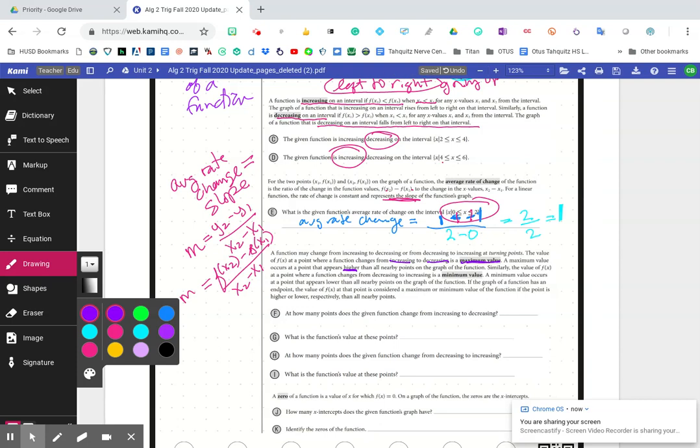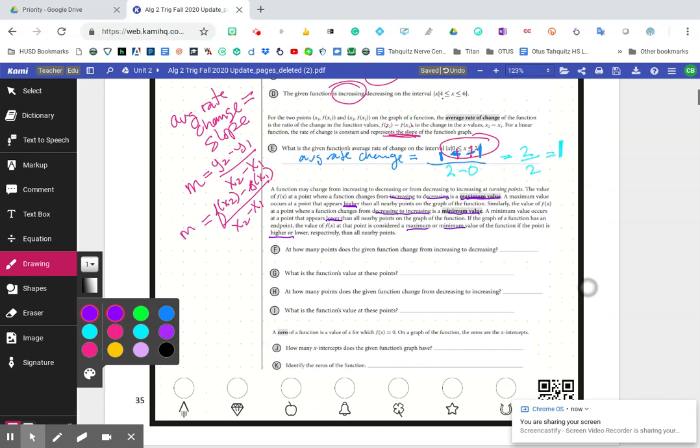Similarly, the value of f of x at a point where a function changes from decreasing to increasing is a minimum. A minimum value occurs at a point that appears lower than all nearby points in the graph. If the graph of the function has an endpoint, the value of f of x at that endpoint is considered a maximum or a minimum value of the function if the point is higher or lower, respectively, than all nearby points.